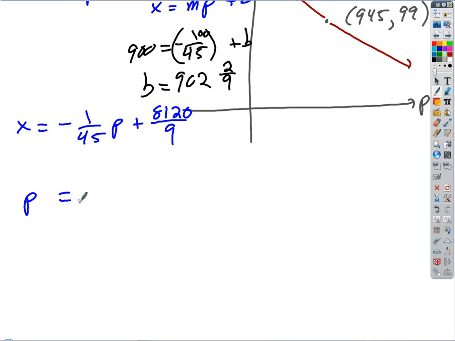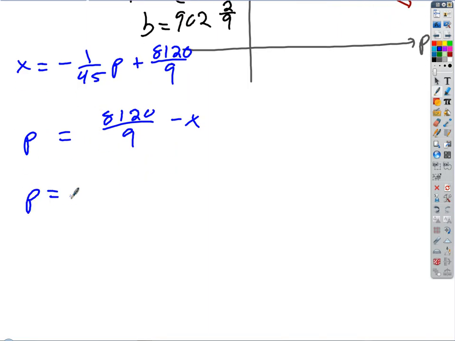So we get P is over here, we're going to get 8,120 over 9 minus X times 45. Correct me if I'm wrong, you guys have got to be keeping a lookout. This will work out well though, because when I multiply by 45, 45 over 9 is just 5, right? So I'm going to get 5 times that, so minus 4,620.